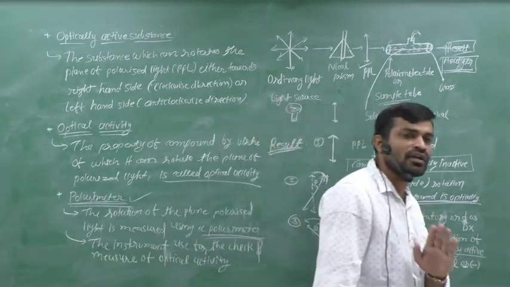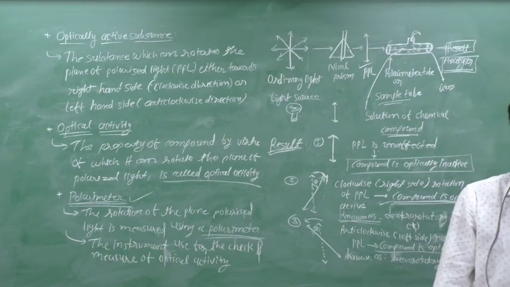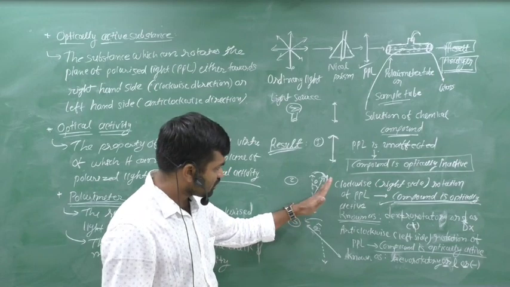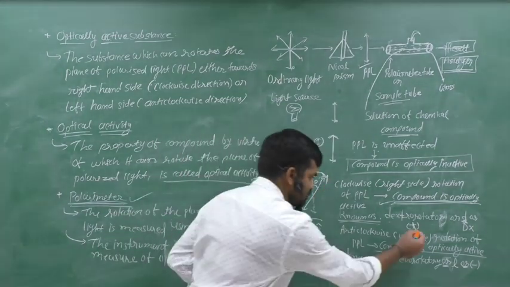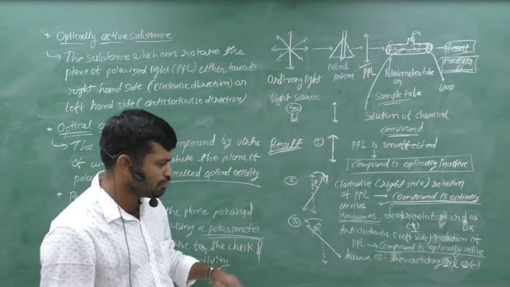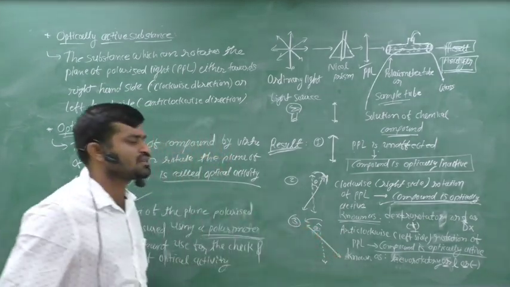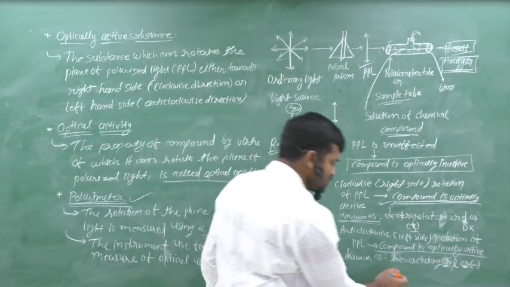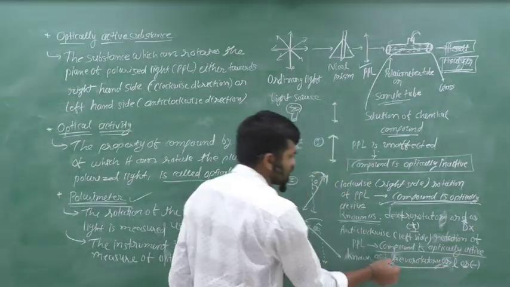If the compound rotates the plane of polarized light, then the compound is optically active. If it rotates towards the right side or clockwise, it is dextrorotatory, or small d, or plus. And if it rotates the plane of polarized light towards the left side or anti-clockwise, then the compound is known as laevorotatory.